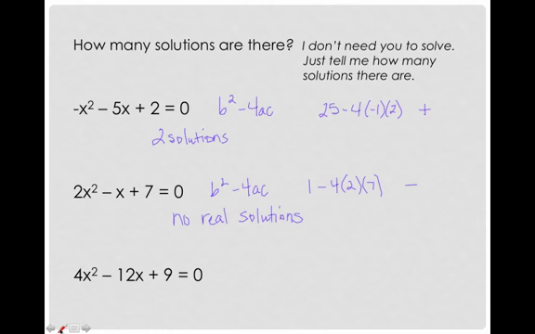And my last example here, and I bet you can predict it, but let's go through the exercise. B squared minus 4ac, I've got b squared of 144 minus 4 times a, which was 4, times c, which is 9. So I've got 144 minus 144, which is 0. So remember, if my discriminant is 0, then I have one solution, because that's just going to be negative b over 2a.